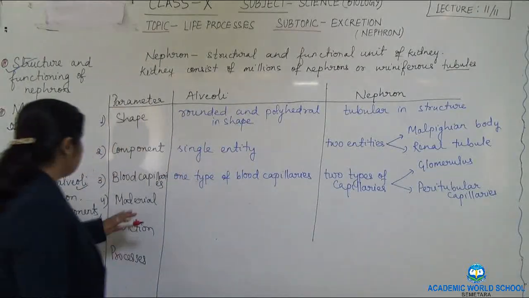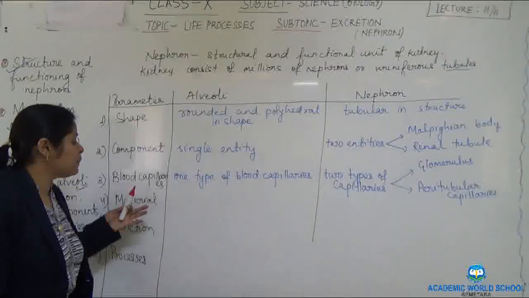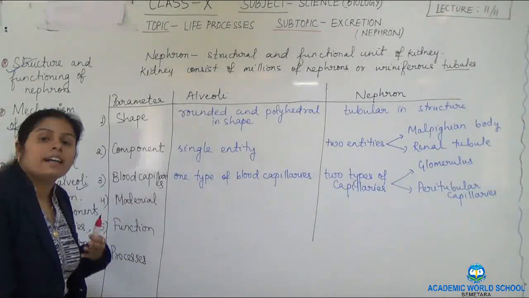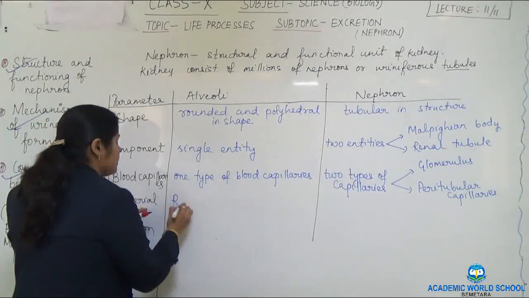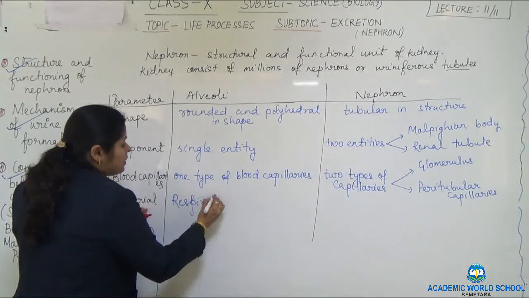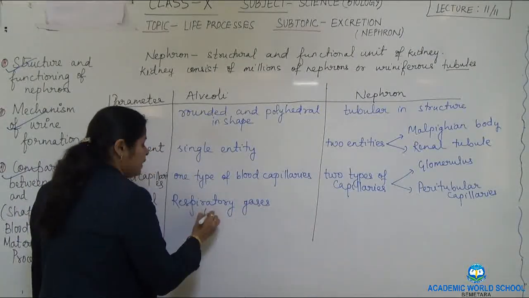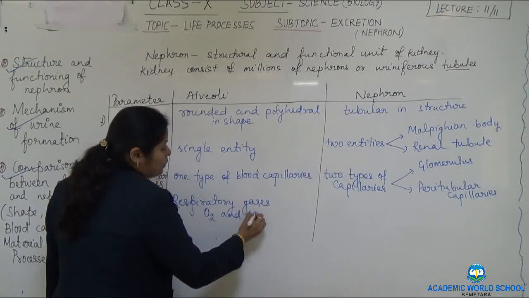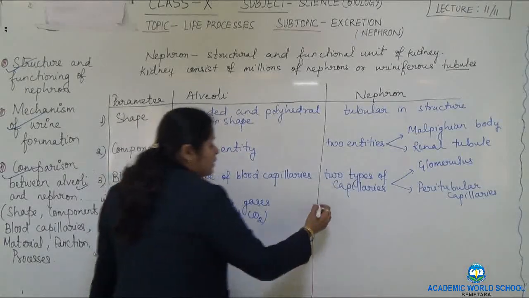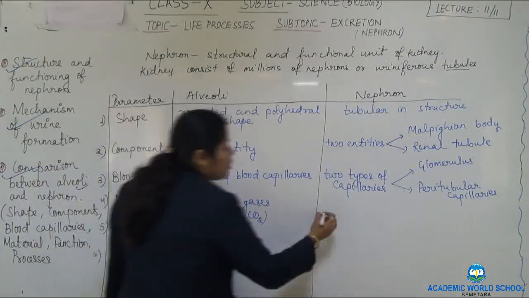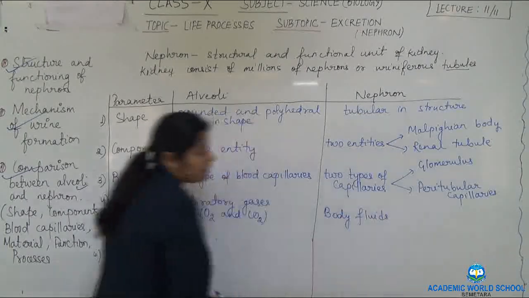Right? Next, come to the fourth one, material. In alveoli, what happens? Respiratory gases are exchanged. So here the material that is exchanged are the respiratory gases. From respiratory gases we understand oxygen and carbon dioxide. This we have already read in our previous lecture. And what will happen in nephron? What is the material required? The materials are body fluids. Right?